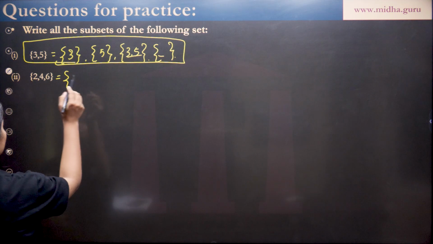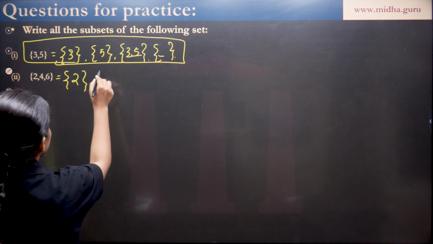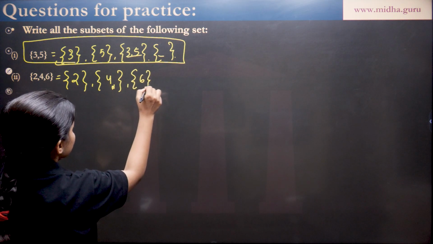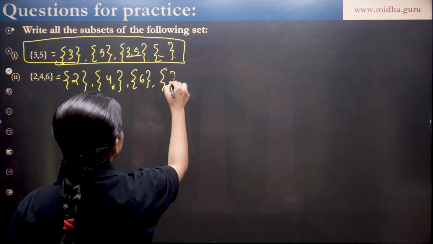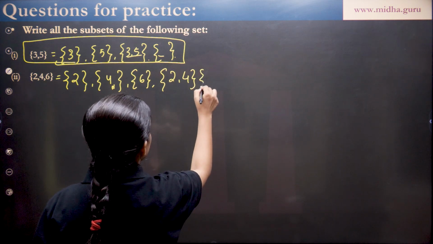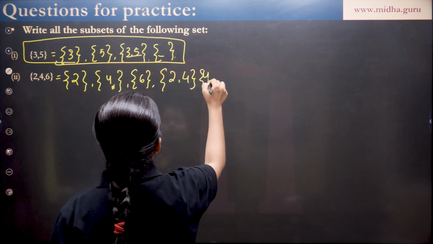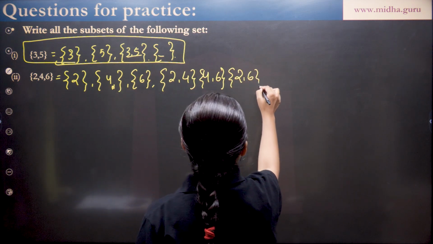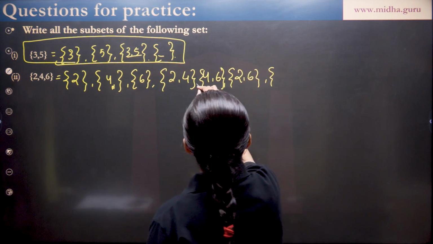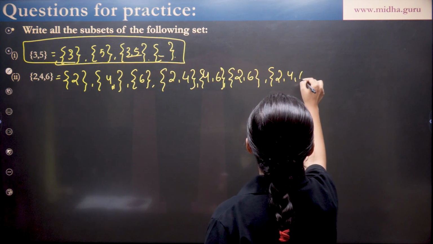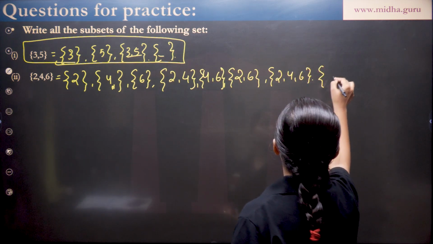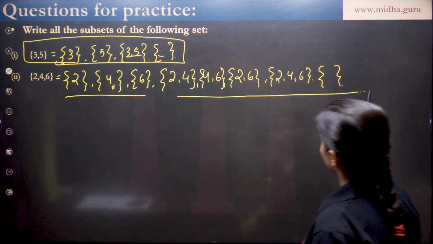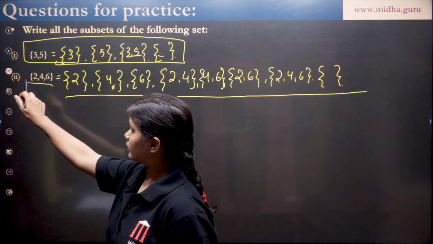The subsets of {2, 4, 6} are {2}, {4}, {6}, then making the pairs {2, 4}, then {4, 6}, then {2, 6}, and the set itself {2, 4, 6}, and one more, that is the empty set. Okay, so these are the subsets of the set {2, 4, 6}.